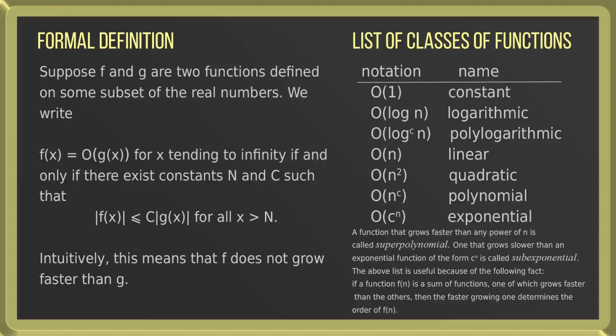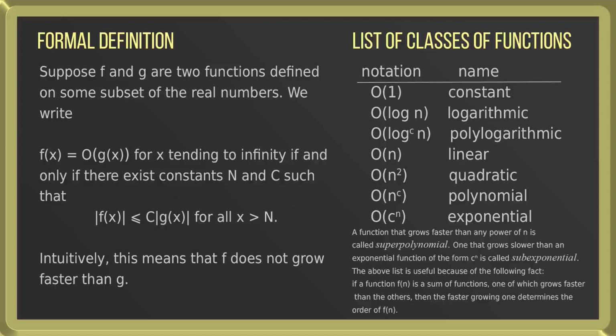In computer science, typically only positive functions with a natural number n as argument are considered. The absolute values can then be ignored. On the slide is a table of classes of functions that are commonly encountered when analyzing algorithms. The slower-growing functions are listed first. C is some arbitrary constant.